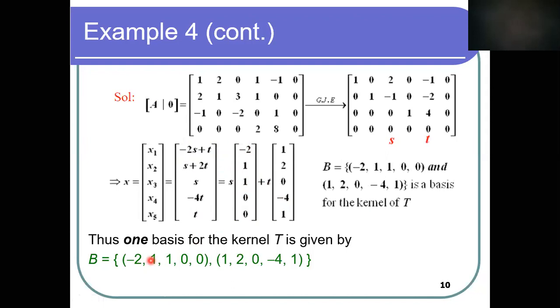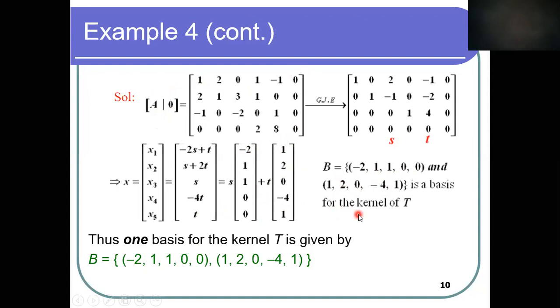So if we put any arbitrary element like 1, 2 and multiply it with A, all the time you will get 0 of R4. I mean to say, if we multiply this vector or this vector or any linear combination of them with this matrix A, it will always give you zero. It means these are basically nullifying your transformation. So in that case, the vectors minus 2, 1, 1, 0, 0 and 1, 2, 0, minus 4, 1 are the basis for the kernel of the transformation.